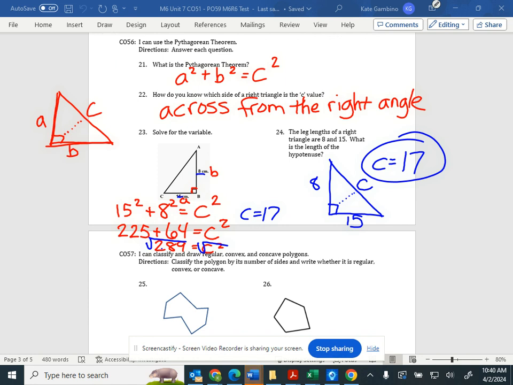Any questions on how to use the Pythagorean theorem? Madison. Oh, wait, no. Okay. Any questions on the Pythagorean theorem? All right.